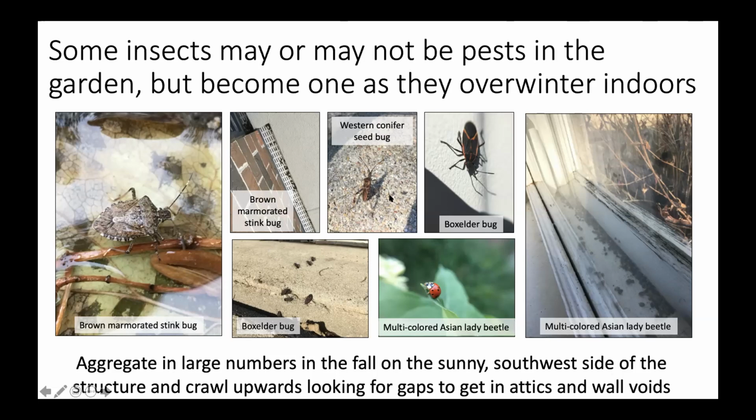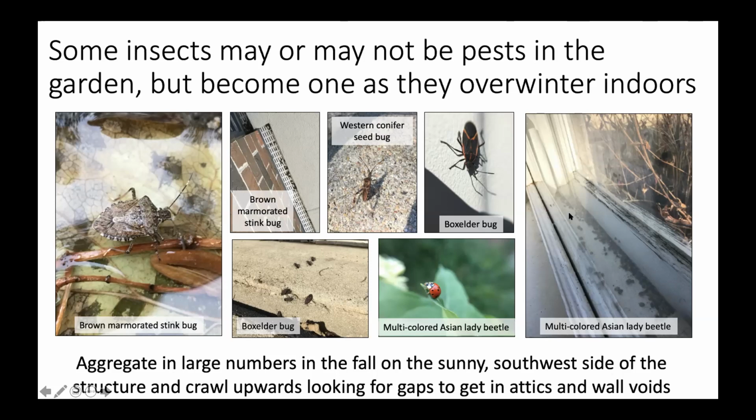We've got the western conifer seed bug that normally feeds on pine trees and conifer trees. They don't usually aggregate in large numbers, but you'll find quite a number of them in homes or in the fluorescent light bulbs and drop ceilings in some buildings. And then the multicolored Asian lady beetle, imported many years ago to control soybean aphids, turned out to be an overwintering pest indoors.